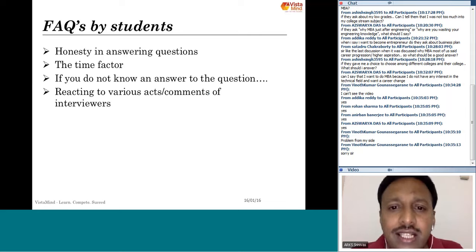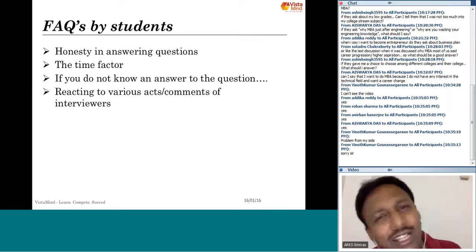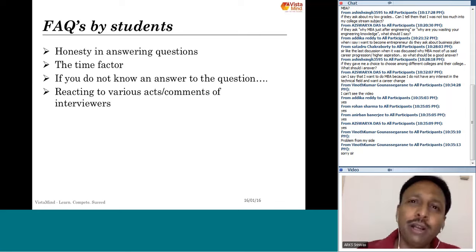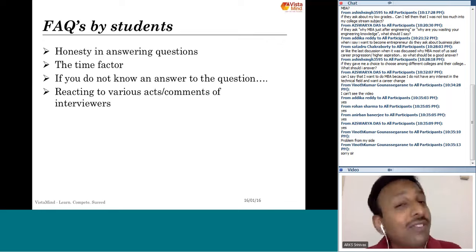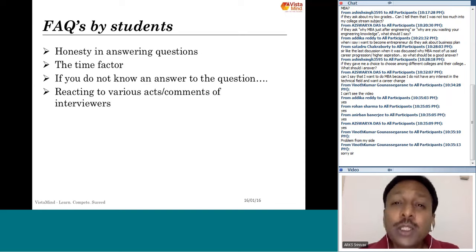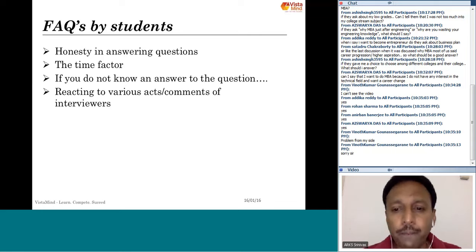Next, reacting to various acts and comments of interviewers. See, the interviewers are always going to make fun of you. Please remember that from morning till evening, they are interviewing people like you, people who are coming for an MBA so that you can make a lot of money. At least that is the way some of them think, at least the professors. So if they make some fun of you, please don't react to them. If they are very nasty to you, do not react to them. React positively. Smile then. Because please realize that that's also probably an act they are putting up so that you crumble in front of them. That's reaction to the situations too.